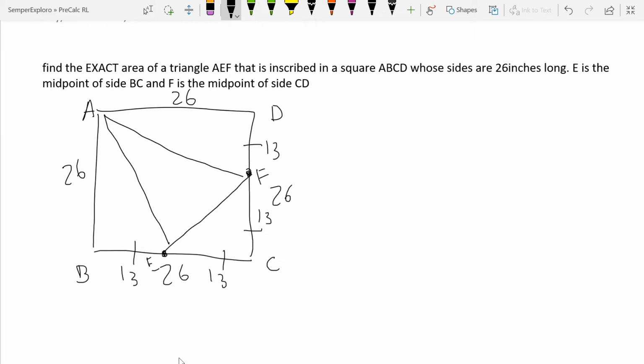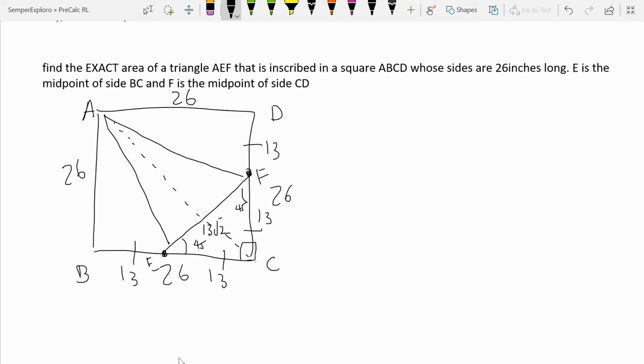Therefore, we can know that this base is 13 root 2. And we derive that because this is 45 and 45 degrees respectively. And we know this because it's a 90-degree angle. Each side is equivalent, so each of the base angles must be 45. Now we need to find the height of this whole thing.